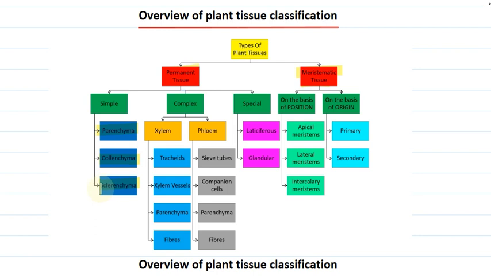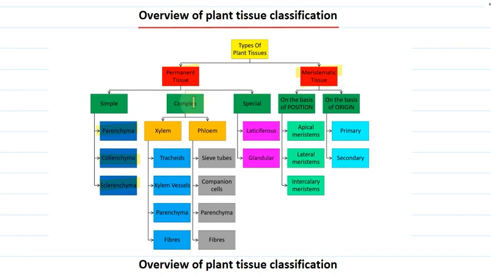Then let's talk about sclerenchyma tissues. So sclerenchyma tissues are actually composed of long narrow cells that have walls that are evenly thickened with lignin. Okay, so sclerenchyma cells are actually dead cells and they are closely packed. Okay, so this was about the simple permanent tissue.